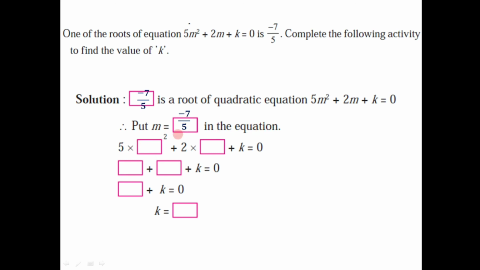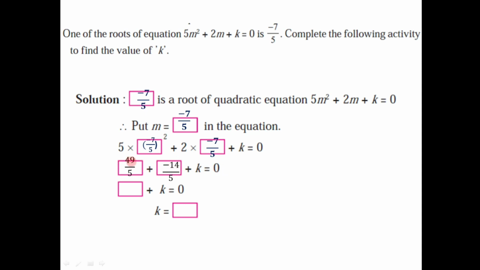We get 5 into bracket square, that is, we have to replace m by minus 7 by 5. So 5 into minus 7 by 5 bracket square plus 2 into m, that is 2 into minus 7 by 5, plus k is equal to 0. The next step, we simplify here. Minus 7 square, that's 49, and 5 square is 25. If we divide the denominator 25 by 5 in the numerator, we get here 49 divided by 5. And if we multiply minus 7 by 2, we get minus 14 divided by 5, plus k is equal to 0.